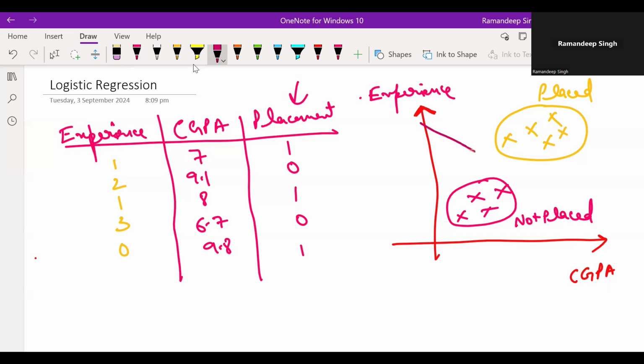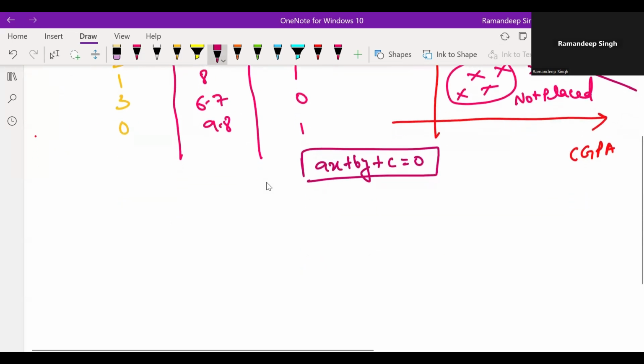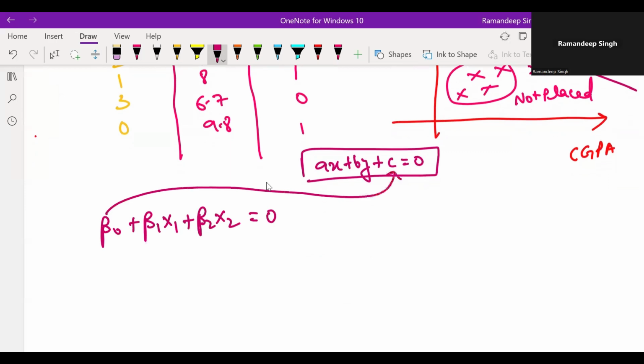So let's say I draw this line in between these two groups, and whenever a new point comes, I can tell whether the student will get placed or not, right? So how do I find this line? Let's say the equation of this line is ax plus by plus c equal to 0. I can write it as beta naught plus beta 1 x1 plus beta 2 x2 equal to 0, where beta naught is this c, and a and b correspond to beta 1 and beta 2. And x1 and x2 will be my CGPA and experience.